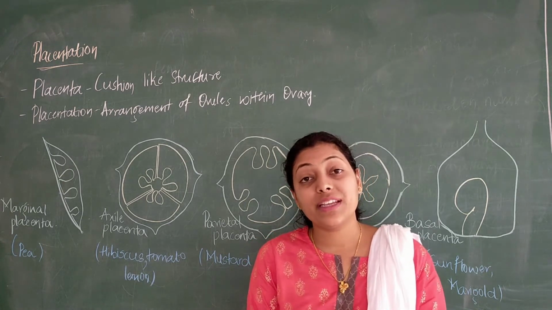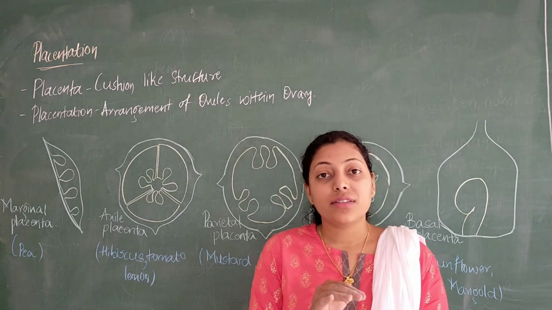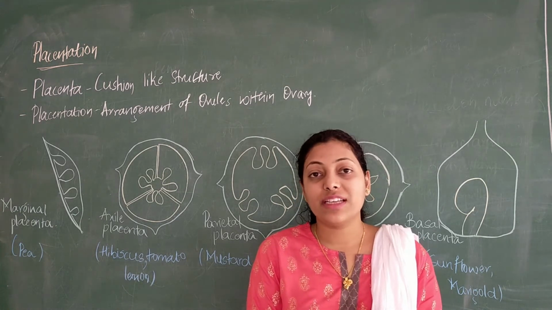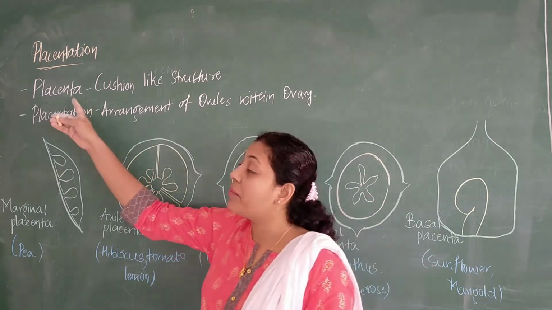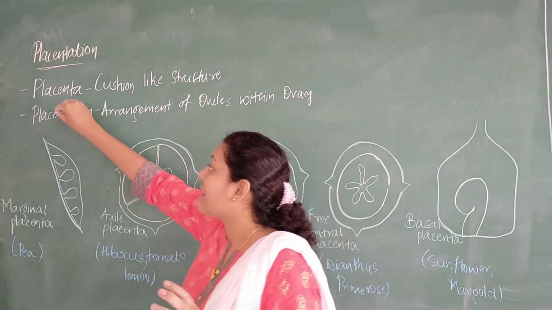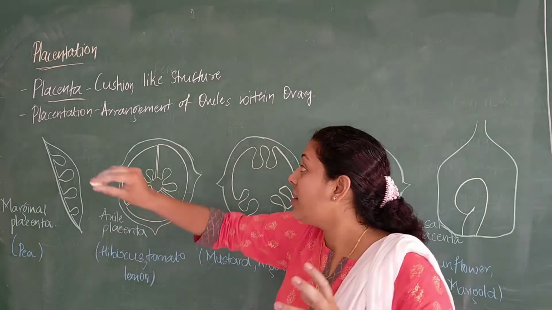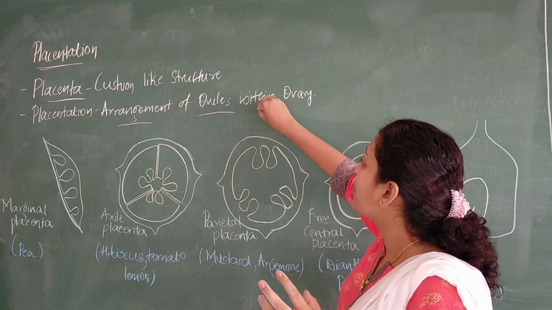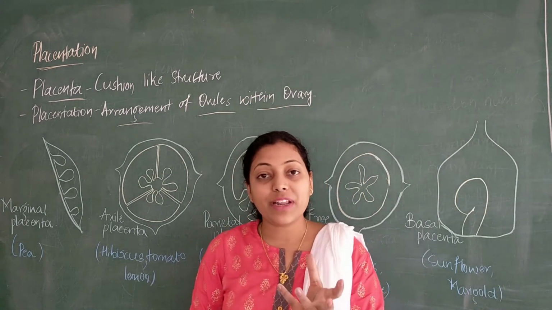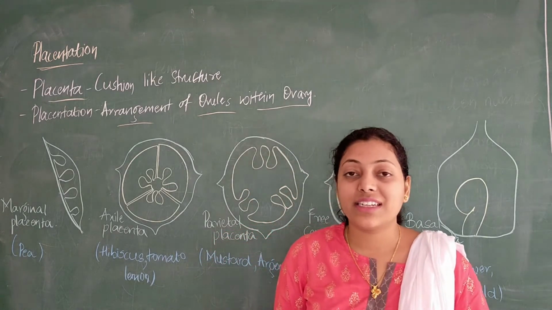Okay, ovules are placed very freely, without any harm. That is called a cushion-like arrangement. So here the placenta forms the cushion-like arrangement. And the arrangement of ovules within the ovary on the placenta is called placentation.